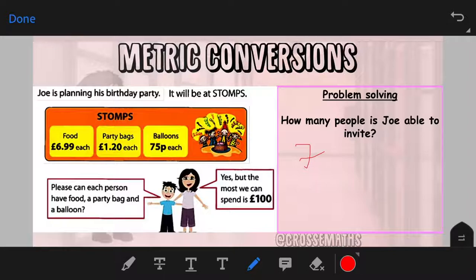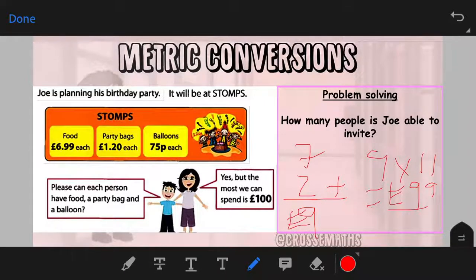If you put those two together and you round, it comes to £2. So I'm going to add those two together. If you add everything together, an estimate of what it'll come to is £9 altogether. Then all you're doing is seeing how many times 9 whole pounds will go into 100. Okay, if you go up in your 9 times table, you'll find that 9 times 11 gives me £99. So an estimate of how many people come is 11 people. So the most number of people he can invite is 11.